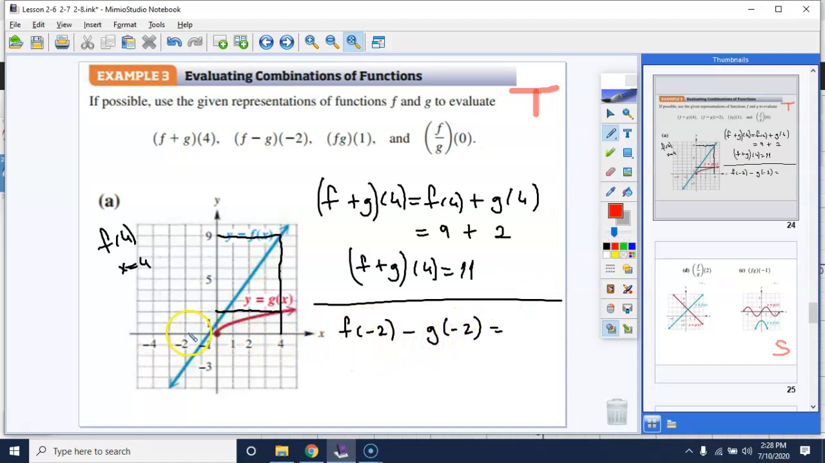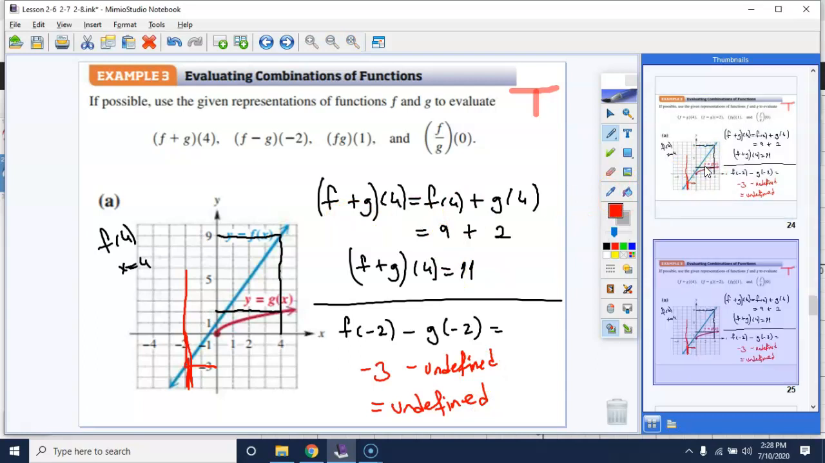F of negative 2. Get your negative 2, go this way, and it corresponds to here, so negative 3. What about g of negative 2? Here, even if you go up, even if you go down, there is no way to reach the g function. So this one should be undefined. So undefined minus something, undefined plus something, whatever, it should be undefined anyway. Alright, that's my answer. Let me copy paste this.